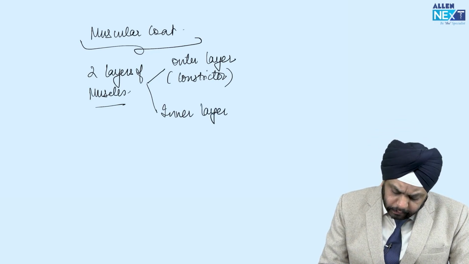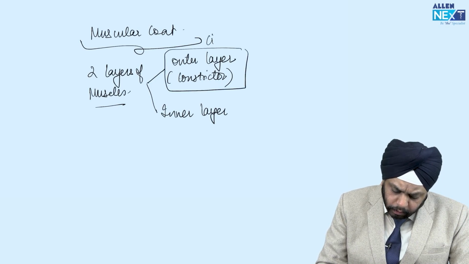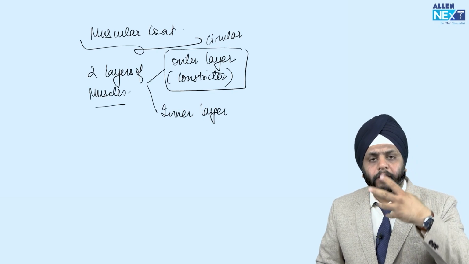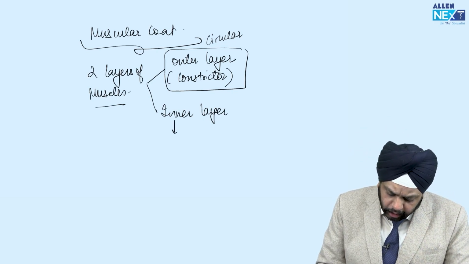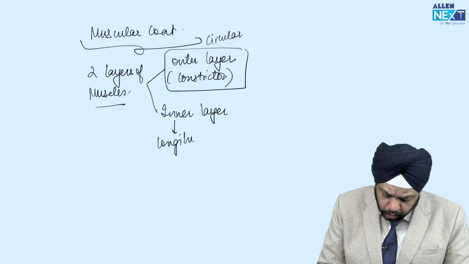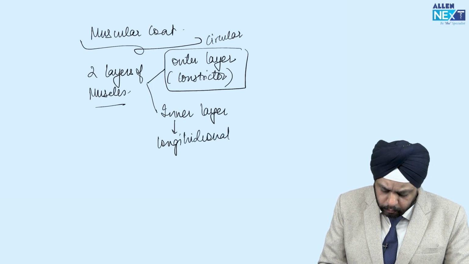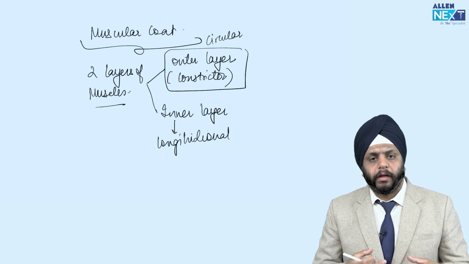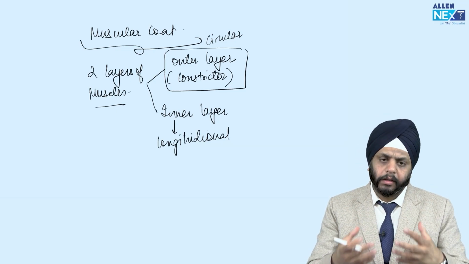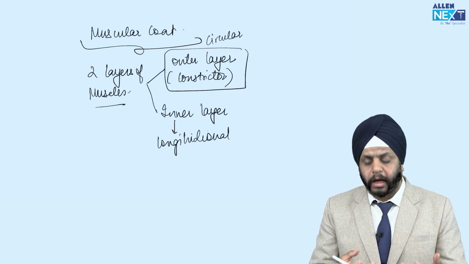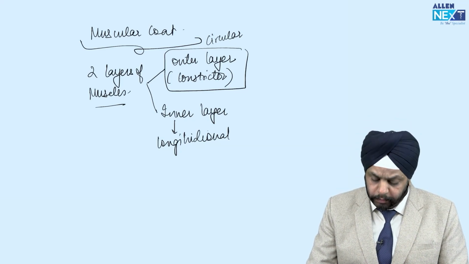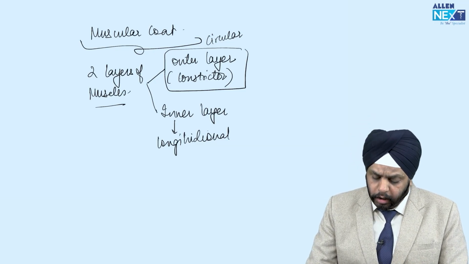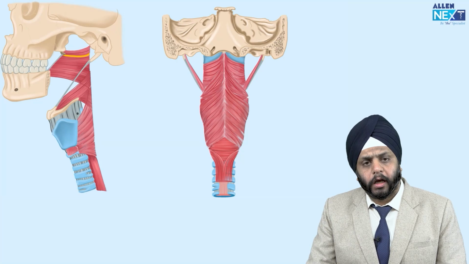The constrictor muscles are somewhat like circular muscles. Okay, they constrict the pharynx. And the inner layer is somewhat like longitudinal muscles. So they pull up and down the pharynx, and both these activities help us in passing the food down. They help in swallowing activity. Okay, right? So 2 layers of muscle, outer layer and inner layer. So let us first look at the outer layer of the muscles.